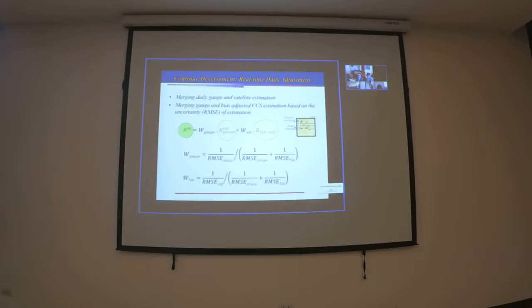The weighting factor is inversely proportional to the uncertainty of the estimates from different sources. If the gauge's uncertainty is small in mean square error, the gauge weight will be higher. That is a way to define the weighting factor when two products are put together. This is one way to do it, and we can calculate the uncertainty according to the gauge and the distance from the gauge, which we are working on for different papers at this time.